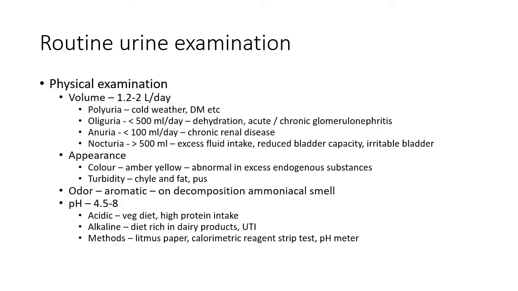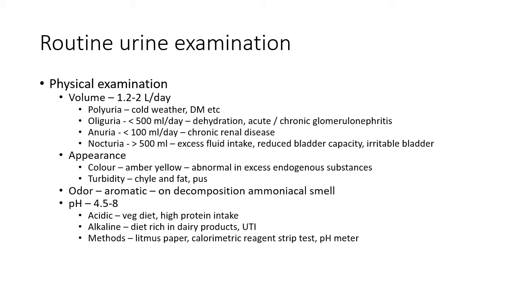Okay, now that we have collected the ideal sample with an ideal method, now let's move on to routine urine examination. Routine urine examination includes physical examination and chemical examination. First, we will discuss the physical examination. The tests included in physical examination are the ones testing the volume, appearance, odor, pH, and specific gravity.